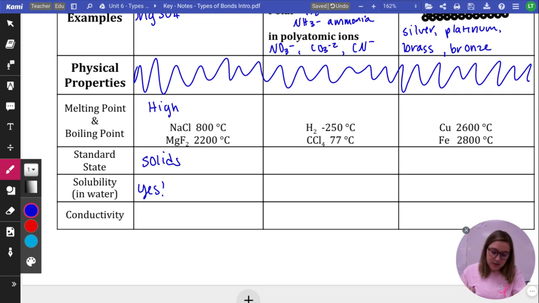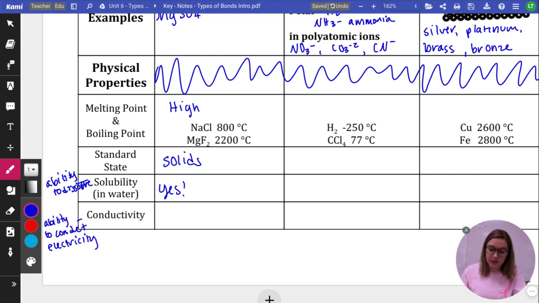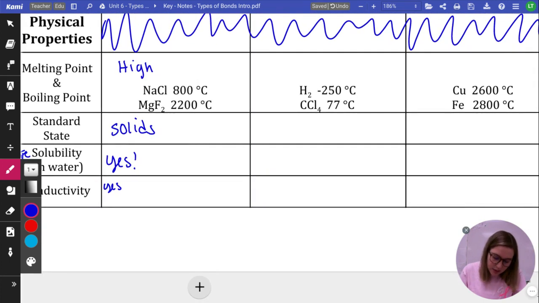And conductivity is just, so solubility, yes, I should probably define those. Solubility is ability to dissolve, and specifically we typically talk about ability to dissolve in water. And then conductivity would be ability to conduct electricity. So ionic compounds can conduct electricity, but not when they're solids. They can only conduct when they are dissolved in water.